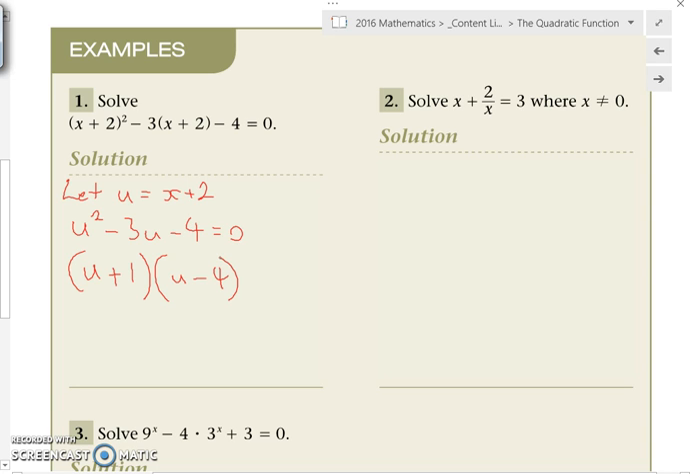All right, so we've got that. We've factorized it, so we should be able to now work out what our values of u would be. So u equals what? So there's the roots of this quadratic. Negative 1 and 4. Excellent. But we are solving for x, realistically. We want to find out what x equals. How do we do that?